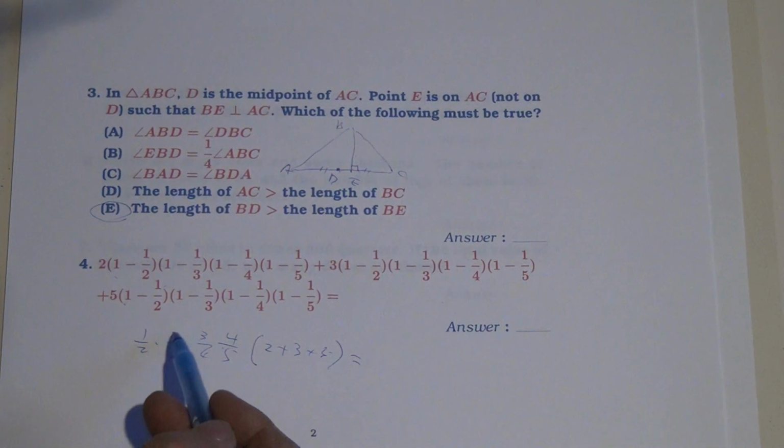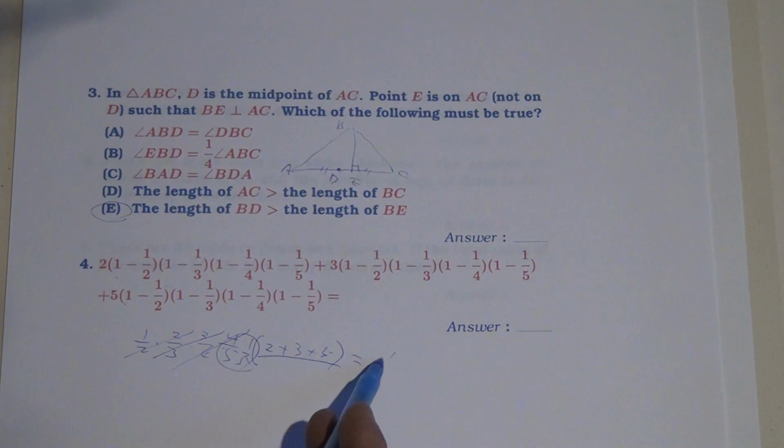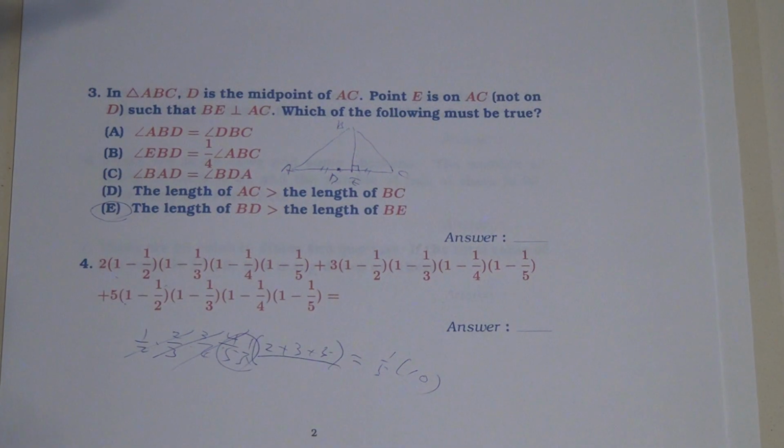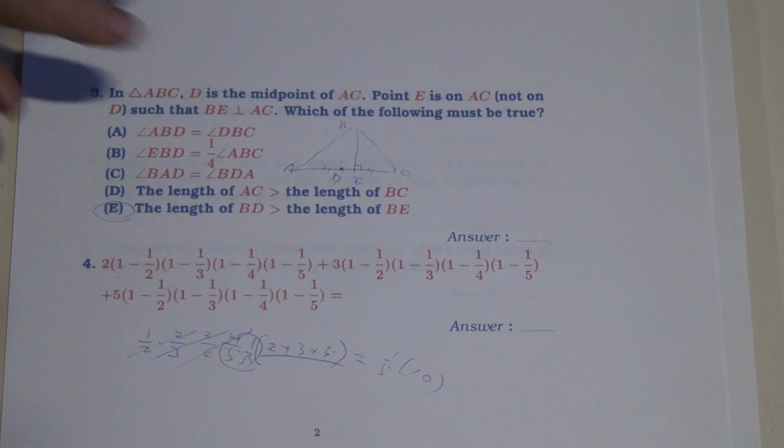Now, you can see, cancel. You have just 1/5 left. And then inside you have a 10. So 1/5 over 10 means 2. Okay, you don't have any trouble, right? Just speed check test.